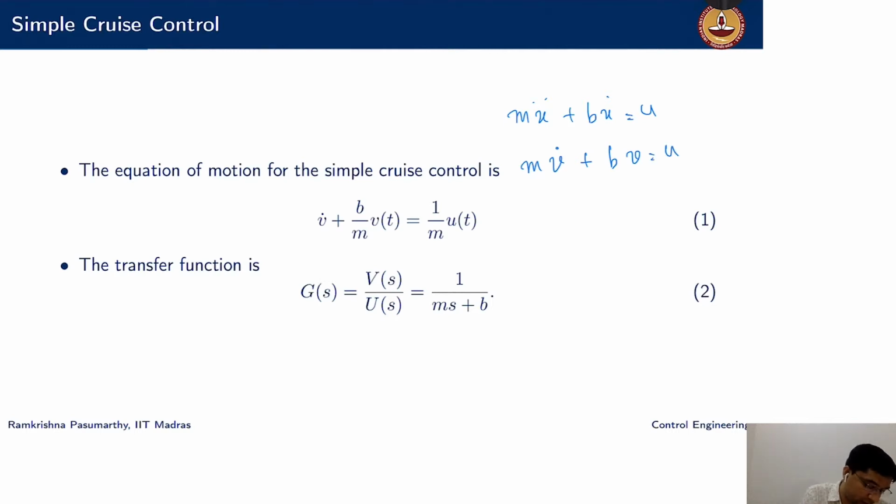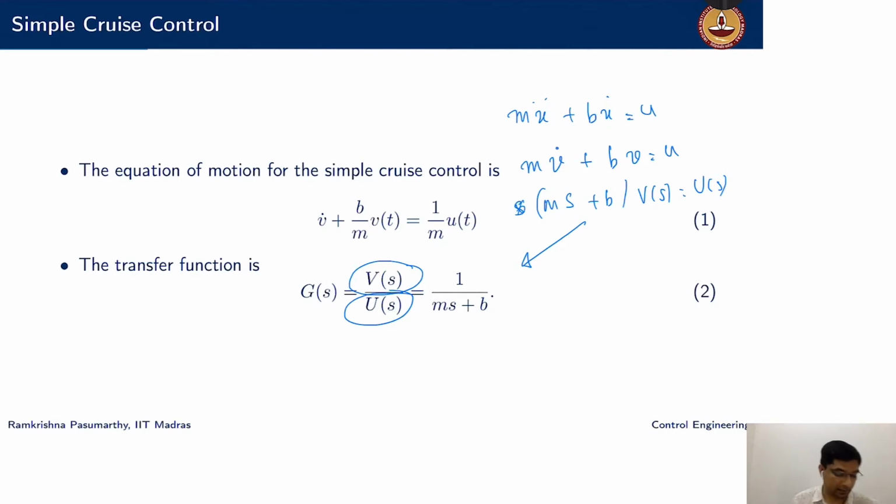Okay, then I do a Laplace transform on both sides, so I get (m s plus b) V of s equal to U of s, resulting in the transfer function which relates the output, which is the velocity, to the input, which is the force, as 1 over (m s plus b).